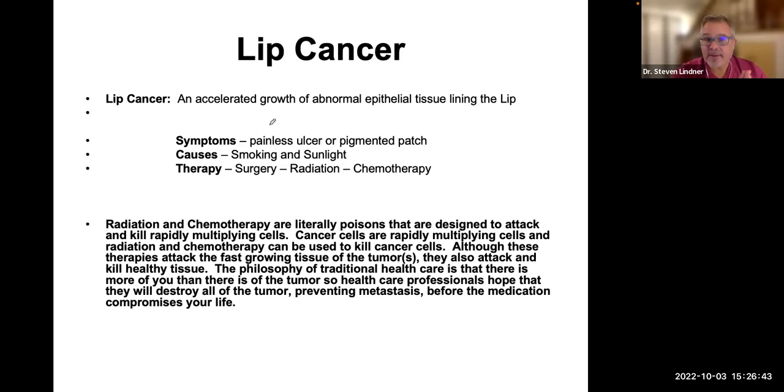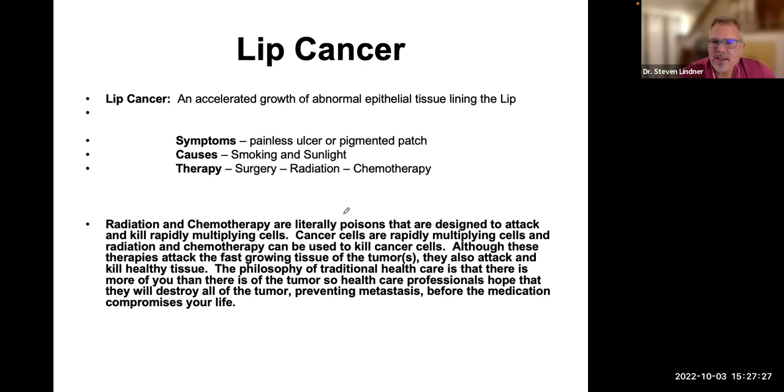In terms of lip cancer, this is an accelerated growth of abnormal epithelial tissue that lines the lips. The symptoms are typically a painless ulcer or a pigmented type of patch. Smoking is always the cause, and UV sunlight, UV rays. The therapy is typically surgery, radiation, and chemo. The concept to chemotherapy is literally poisons that are designed to attack and kill rapidly multiplying cells. The cancer cells are rapidly multiplying cells, and the radiation and the chemo are used to kill and destroy those cancer cells.